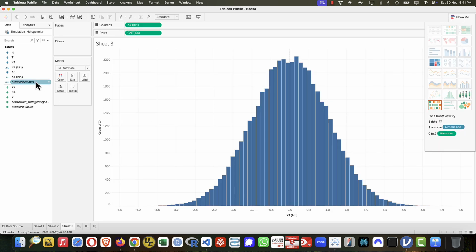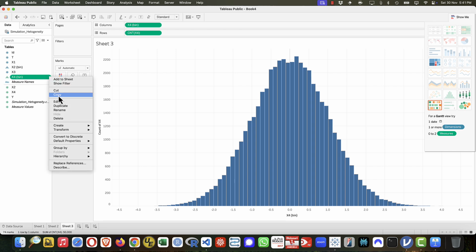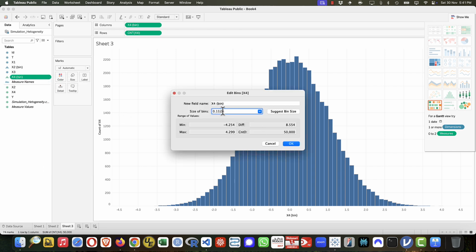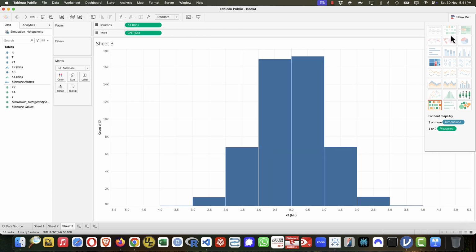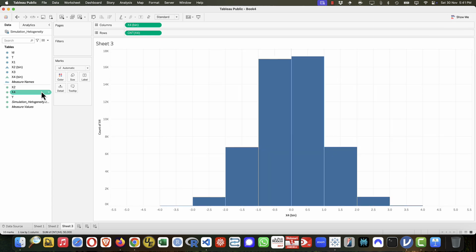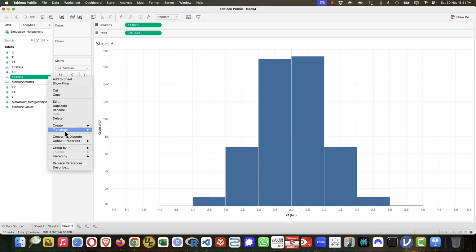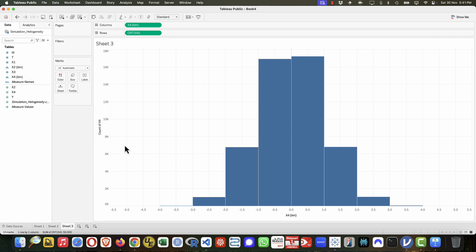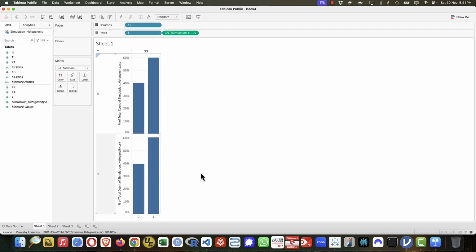Okay, so now I have x4 here, and I'm going to edit x4, and do the same. The size of the bins is going to be 1. And then I'm going to make it discrete. If I make it discrete, it's going to allow me to treat this variable as if it were a categorical variable. So I can come back here, and I can take x2 bin, and put it here.